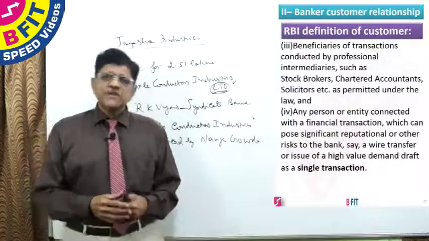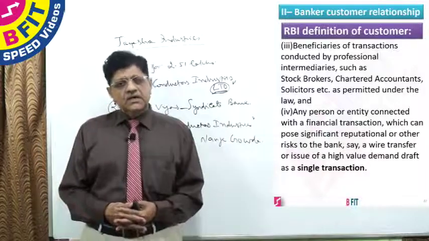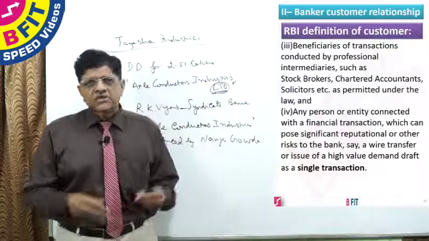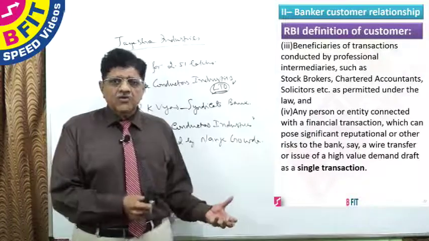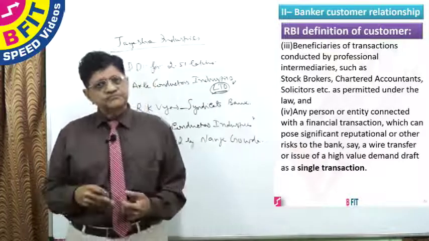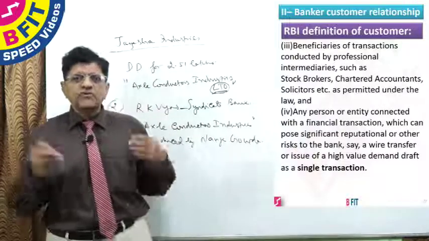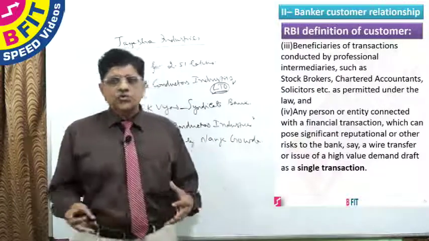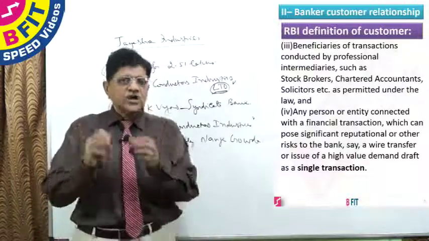There are some professional bodies or professional persons like chartered accountants, lawyers, stockbrokers and all. There may be a stockbroker who opens a bank account for and on behalf of his two customers, a husband and wife. They are having an account with the stockbroker. A stockbroker is opening the account on behalf of the two, husband and wife, who are investing the money in the stock market through the stockbroker.